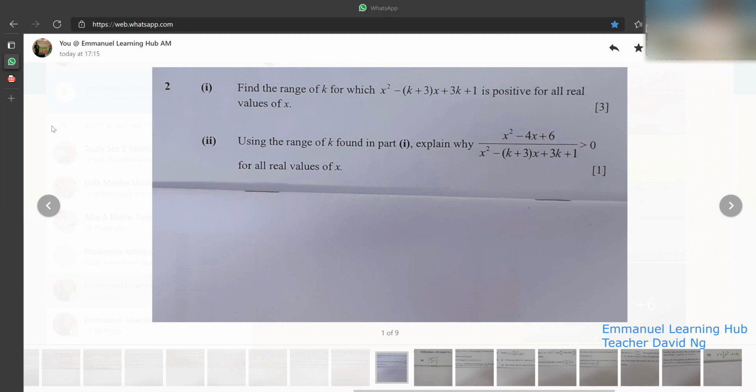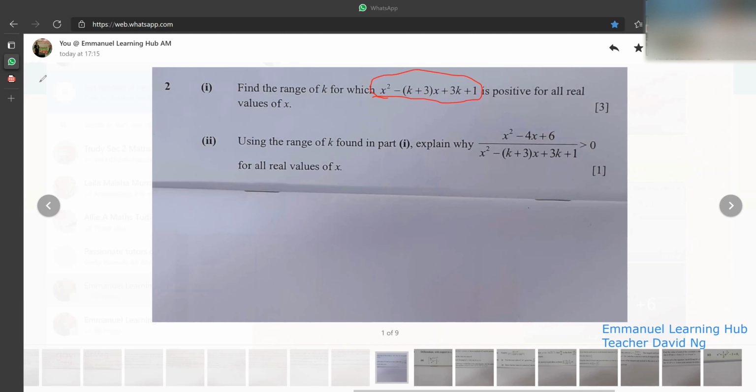Question 2, part 1, it says: find the range of k for which x squared minus (k plus 3)x plus 3k plus 1 is positive for all real values of x. They ask you to find the range of k. So to find the range of k, you need to let y be this equation first.